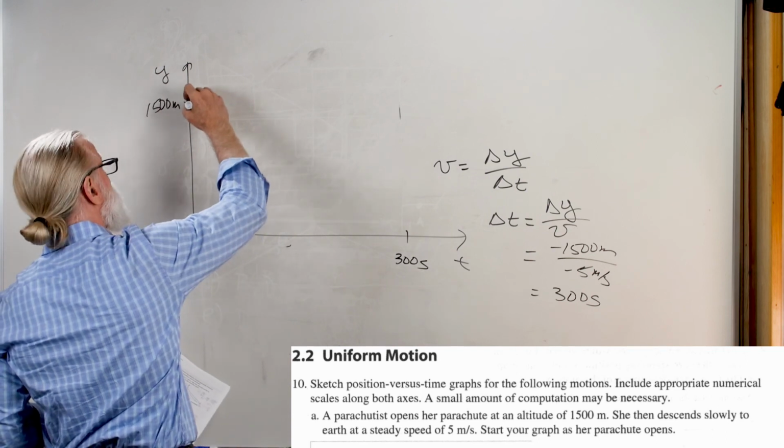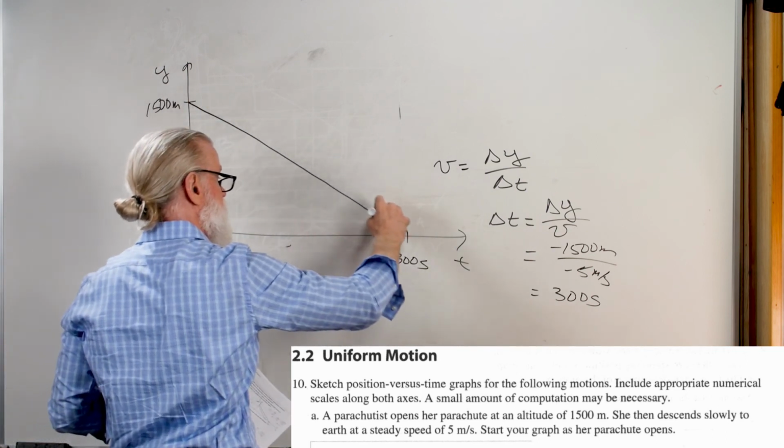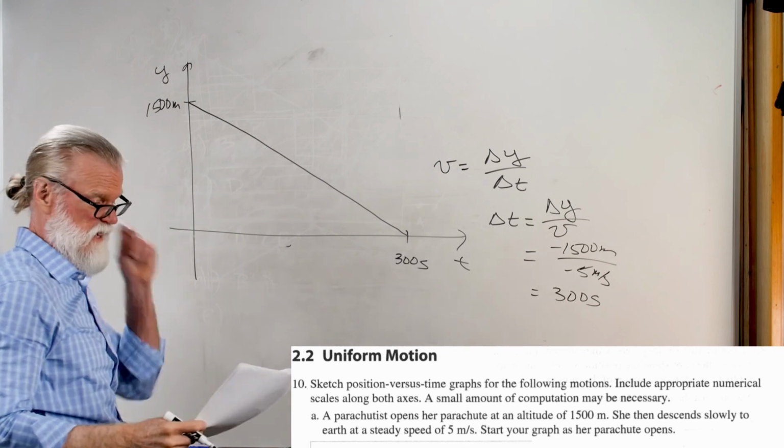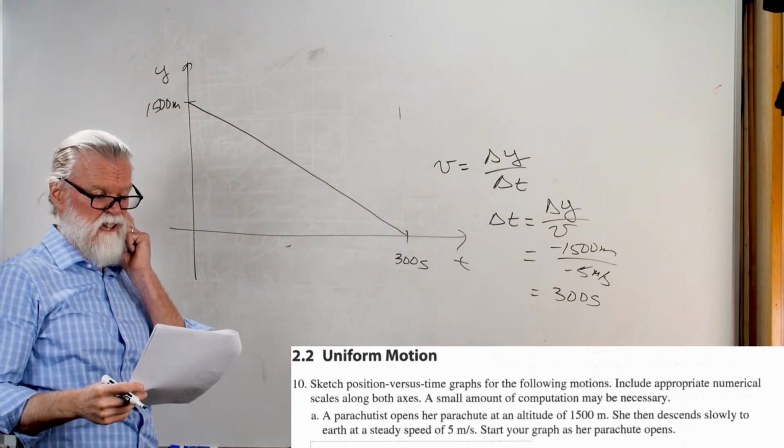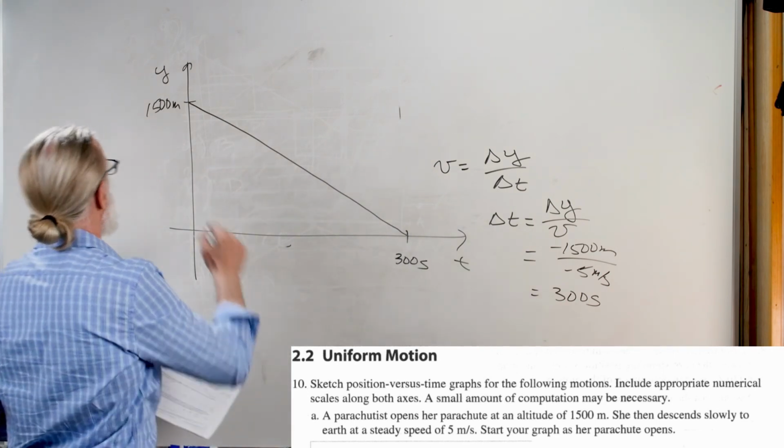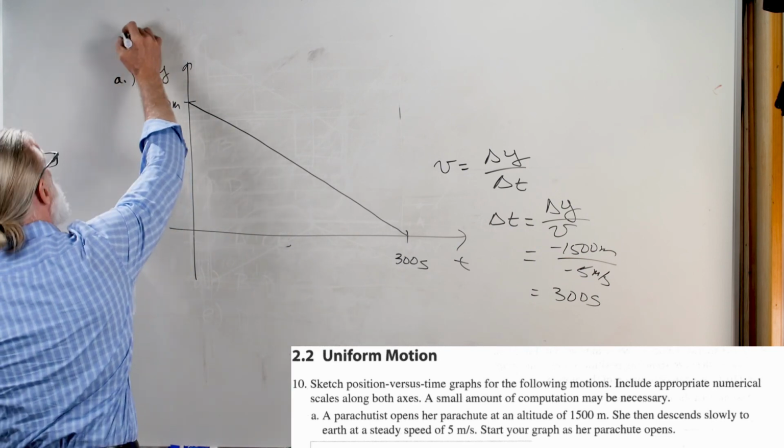And if we're assuming constant speed after she opens the parachute, it looks something like that. All right, that is A. That is 10A.